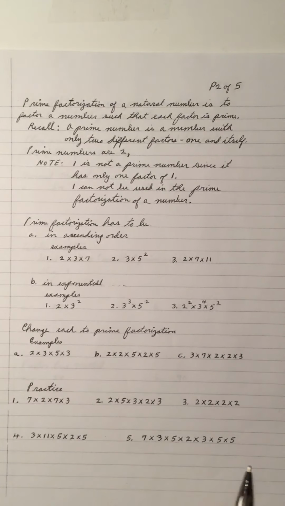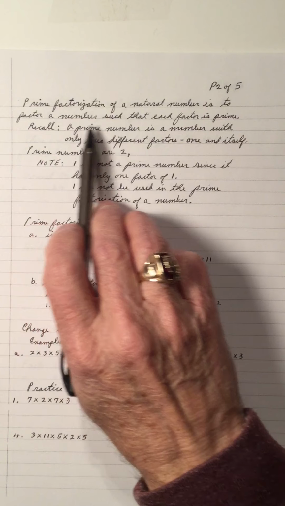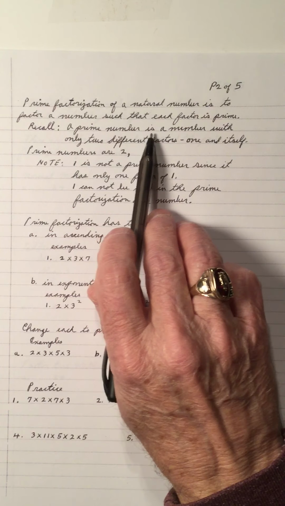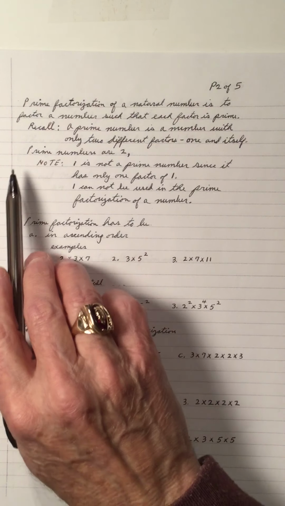Hi, welcome to my video on prime factorization. Prime factorization of a natural number is to factor a number such that each factor is prime. We call a prime number a number with only two different factors, one and itself.